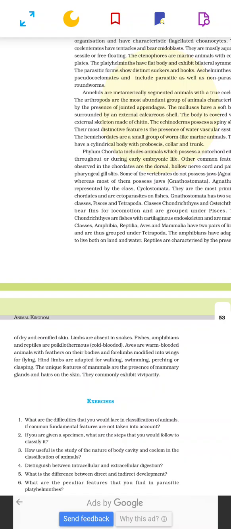Fishes, amphibians and reptiles are poikilotherms, that is, cold-blooded animals. Aves are warm-blooded animals with feathers on their bodies and forelimbs modified into wings for flying. Hind limbs are adapted for walking, swimming, perching or clasping. The unique features of mammals are the presence of mammary glands and hairs on the skin. They commonly exhibit viviparity.